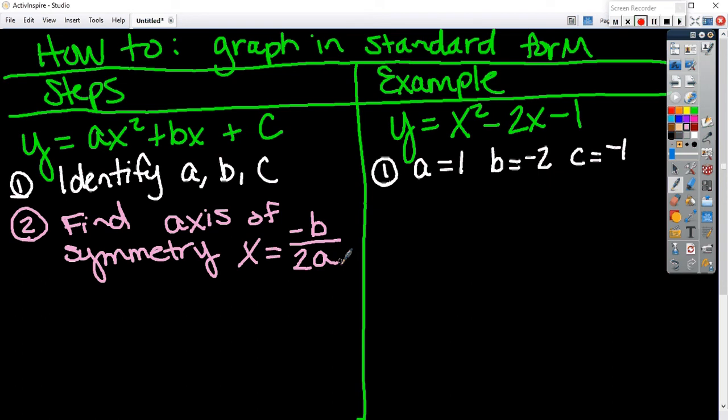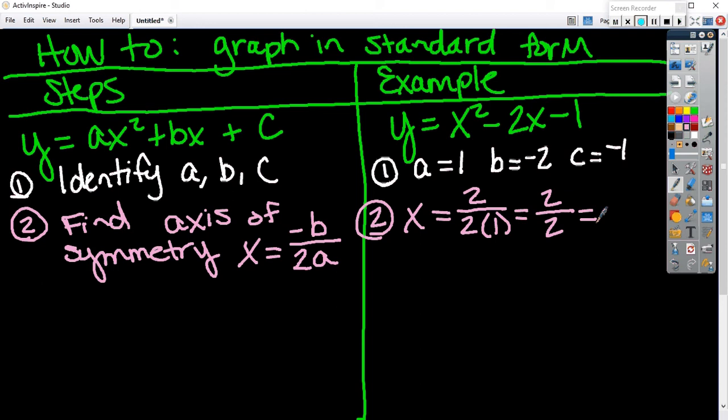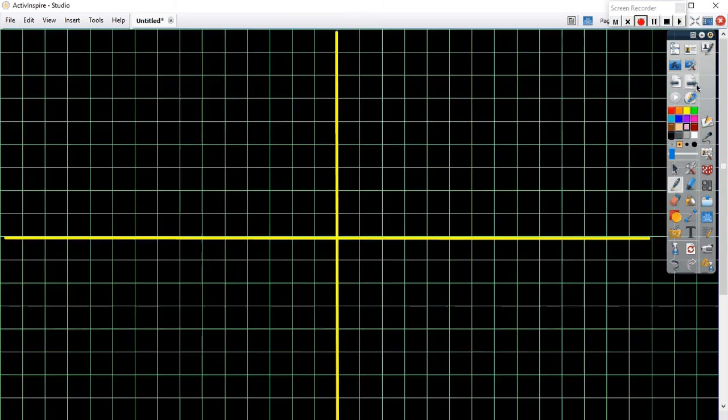Okay. All right, so look at the example on the right. X equals opposite b. What is that? Positive 2, over 2 times 1. So I got 2 over 2, which is 1. We all agree? Okay? That's my axis of symmetry. So if I go ahead and go to my graph, that means at 1 is my axis of symmetry.